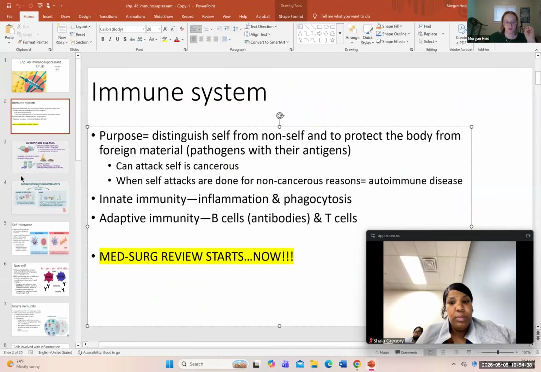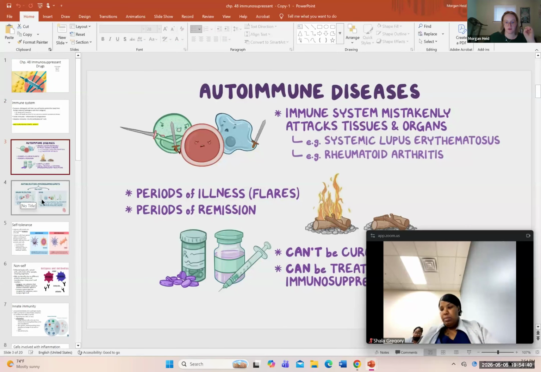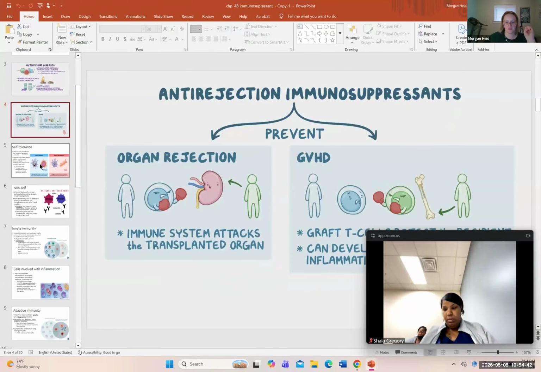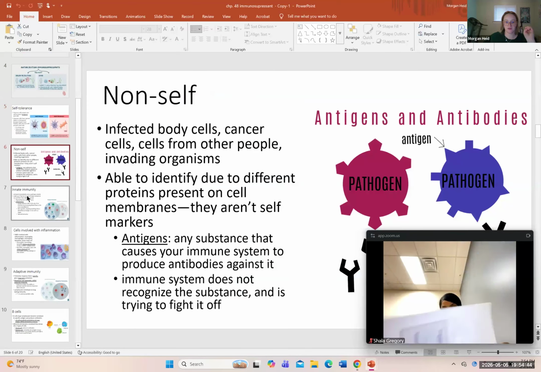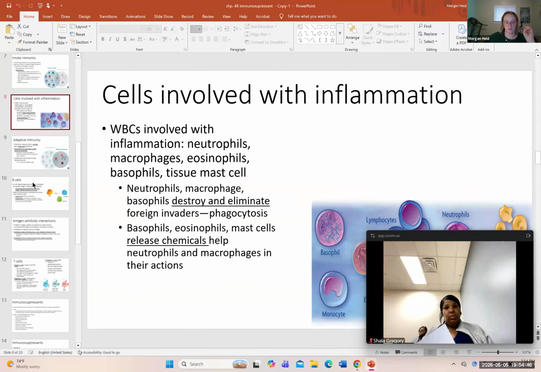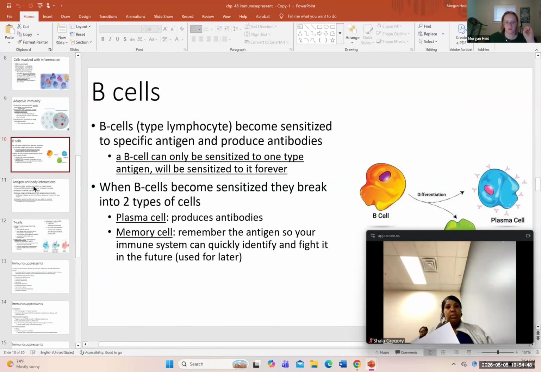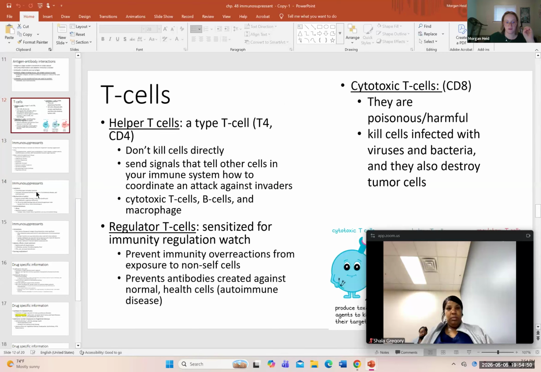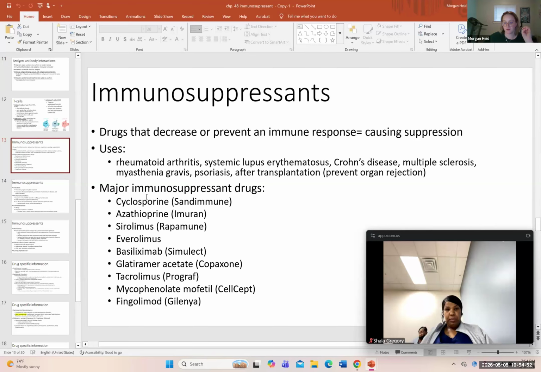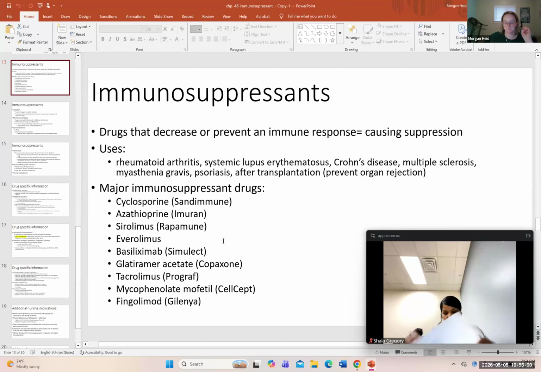So when we go back, I just basically covered all of these lovely slides right here. So you should be on slide 13. Because now we're going to talk about immunosuppressant medications.